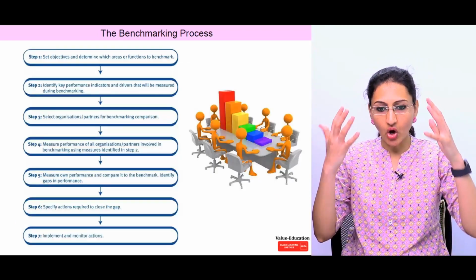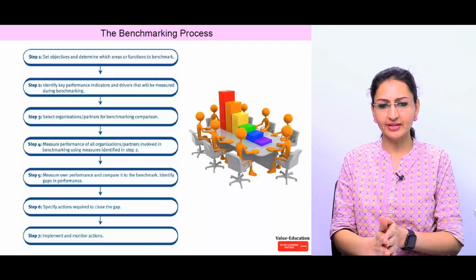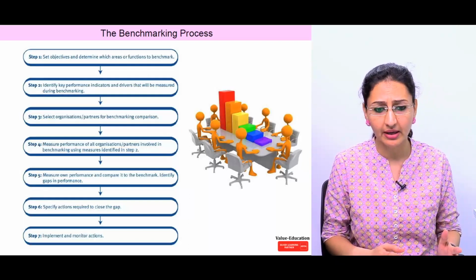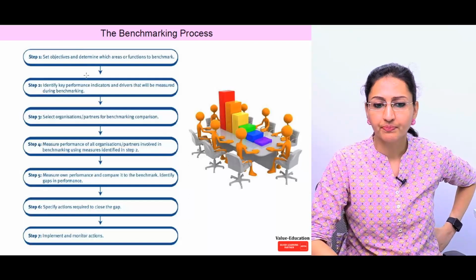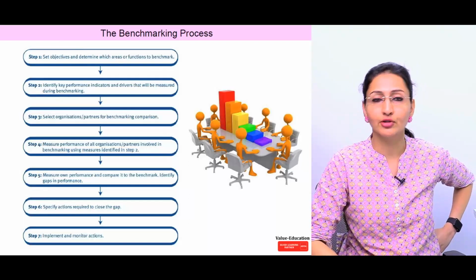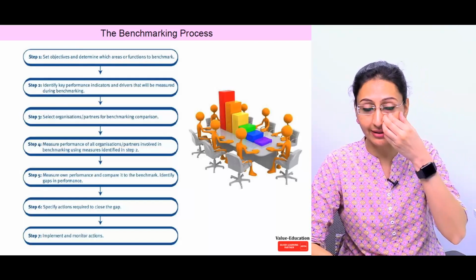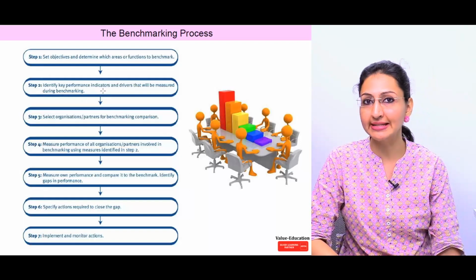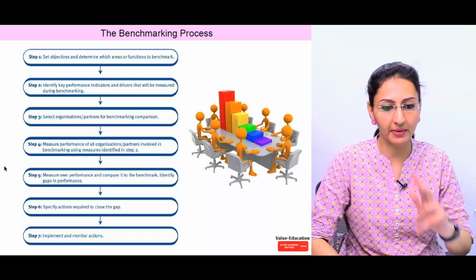Now this is a long benchmarking process which is there in your book. I just had to take this, but let's quickly do it. It's nothing important which you need to mug up. Let's just see this. Step one, set objectives and determine which areas to benchmark. That means you first need to set the objectives, that this is what we are trying to achieve. Step two, identify the key performance indicators, the KPIs, which should be measured during benchmarking.